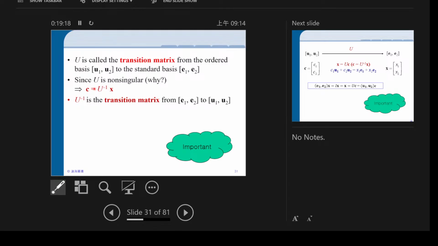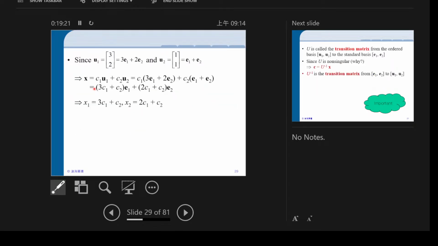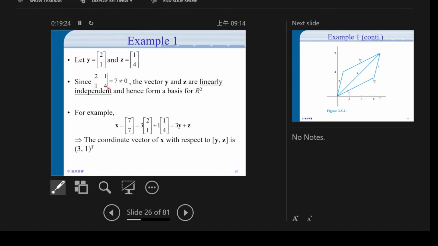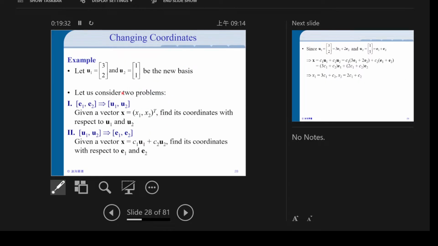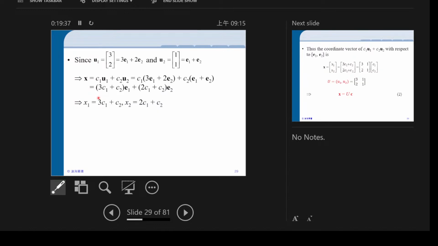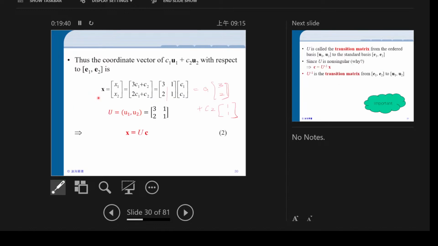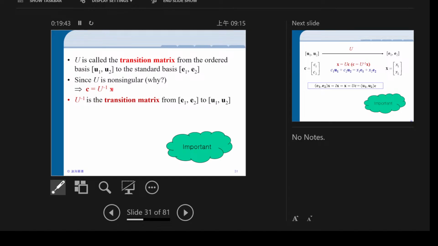Okay. And anyway, U is non-singular, very similar to the previous case here. Non-singular because u1, u2 are a basis, so they are linearly independent, so the determinant will be non-zero, so the matrix is non-singular. Okay. And since it's non-singular, we can have c just equal to U minus 1 x. And then U minus 1 is another transition matrix, a transition matrix from e1, e2 to u1, u2. Okay.